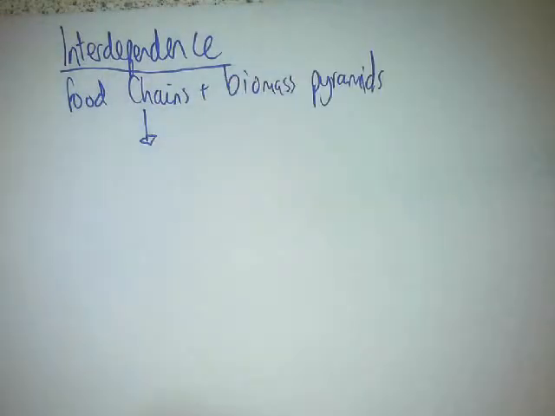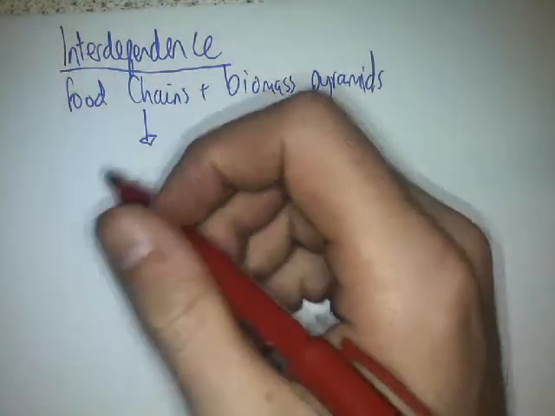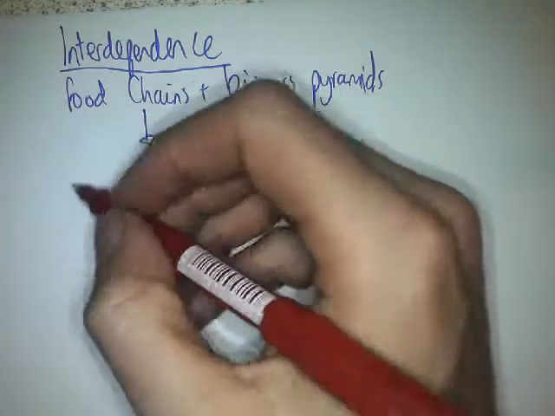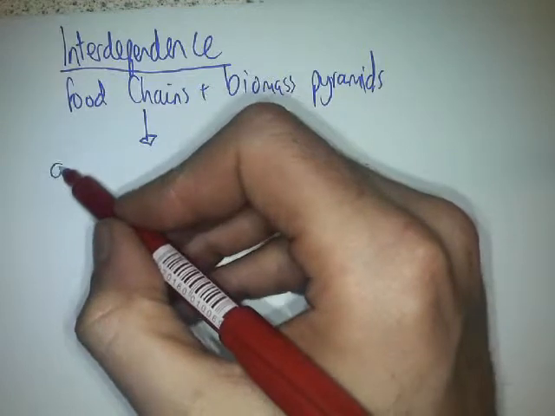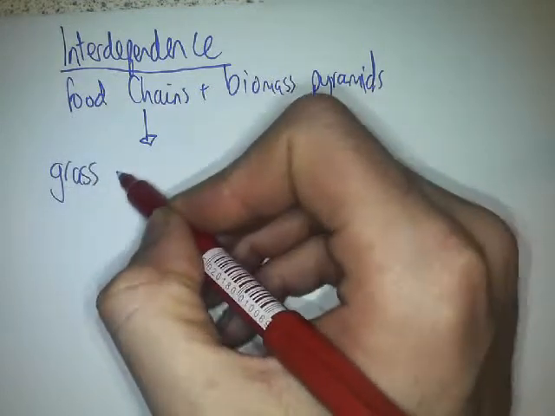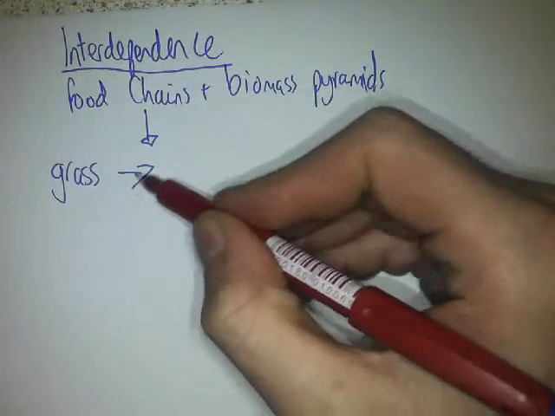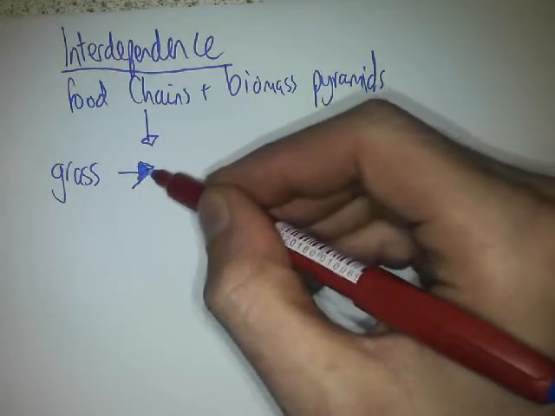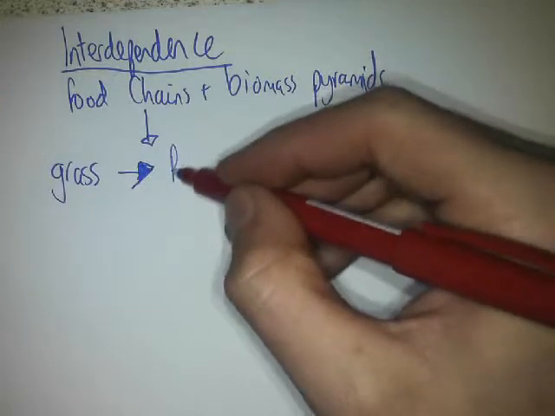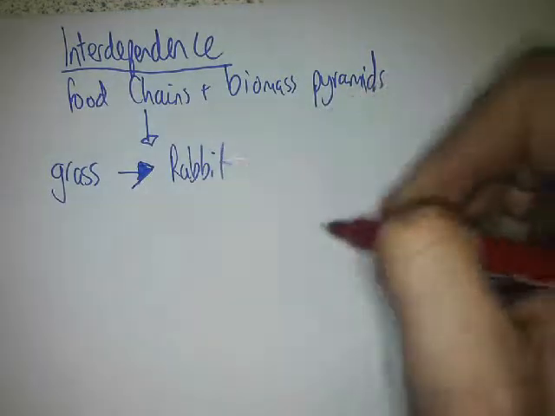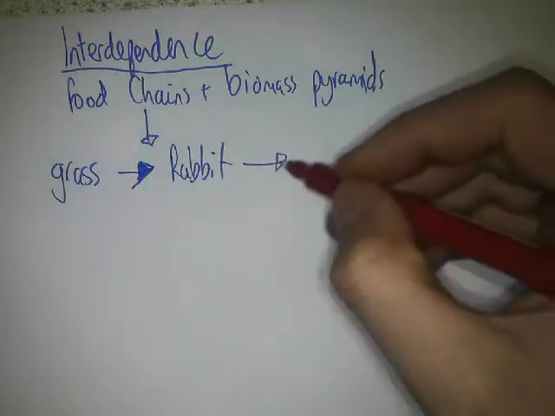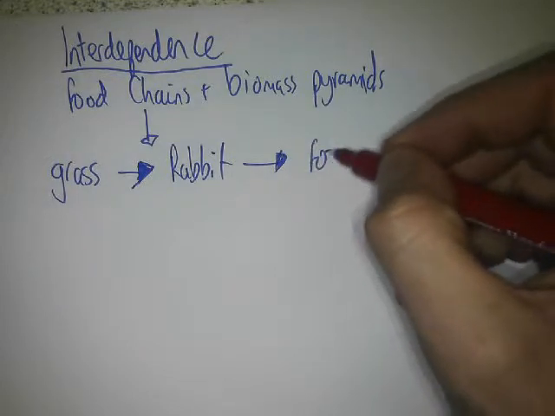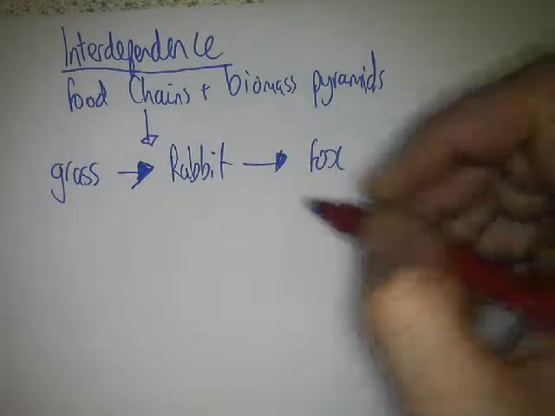So let's draw ourselves a simple food chain. You can make up your own if you want. I'll just go for the stereotypical one because I'm boring. Grass. Arrows always go which way the energy is flowing. So the energy from the grass will flow into the rabbit upon consumption when it eats it, and that will flow into the fox when the fox catches the rabbit.